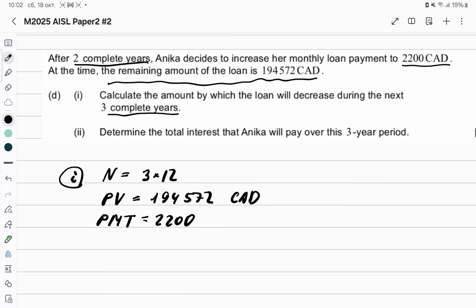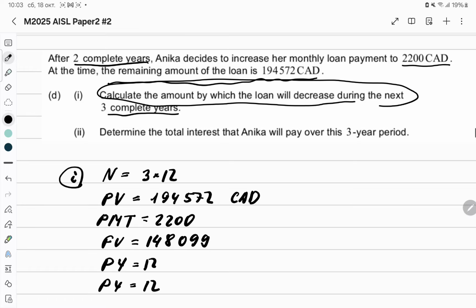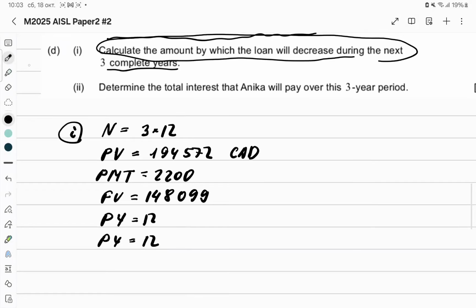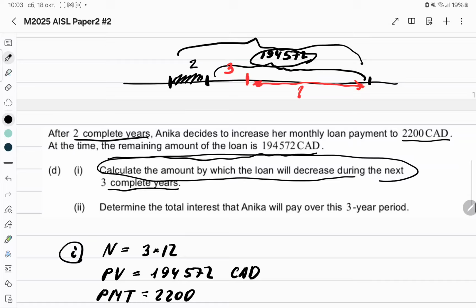So future value. This is the question. What is the future value? Future value is the question here, and since PY and CY remain the same, 12, after calculation we'll get the future value of that much, 48,099. And now the question, calculate the amount by which the loan will decrease. So we have to find the difference. We should subtract from the given amount of money this money.